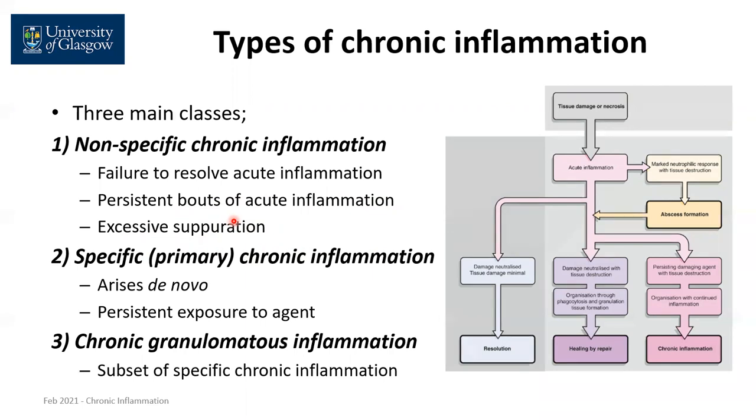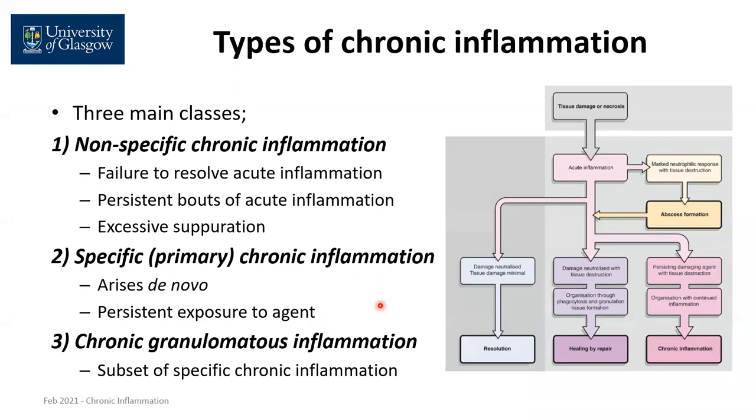In certain cases, chronic inflammation can arise without prior warning, and this ultimately is termed arising de novo. And this can arise from a persistent exposure to a certain agent, whether it be a foreign particle or an actual microbe. And a good example of a specific chronic inflammatory disease is an autoimmune disease such as rheumatoid arthritis. And we'll talk about that in a few slides as well.